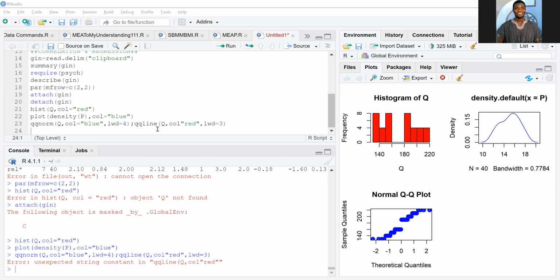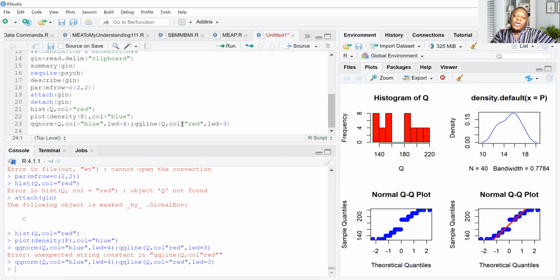The color, there is no equal to after the color. Yes. So color should be equal to red. That is why it's used this on blue. Okay. Now, because of the way I did it, the next thing has moved to the next page.